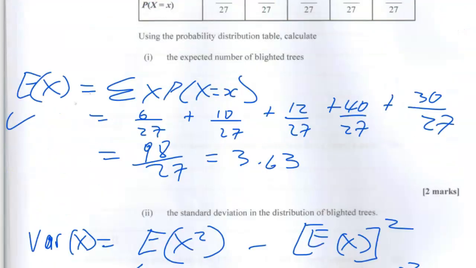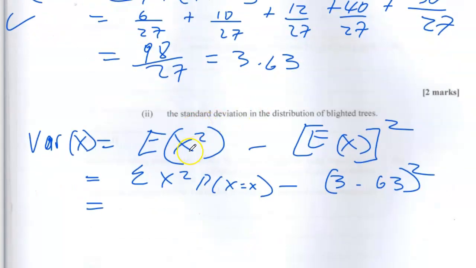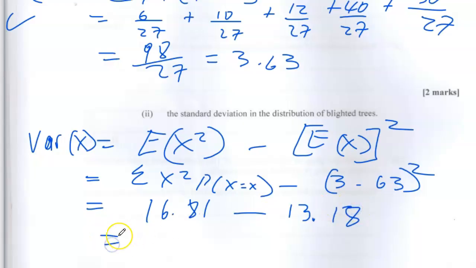So come back to here. Variance of x is E of x squared, which is x squared times the probabilities. We found it to be 16.81 minus 3.63 all squared. That's 13.18. So this is 16.81 minus 13.18. I'm getting 3.63. So that's the variance.